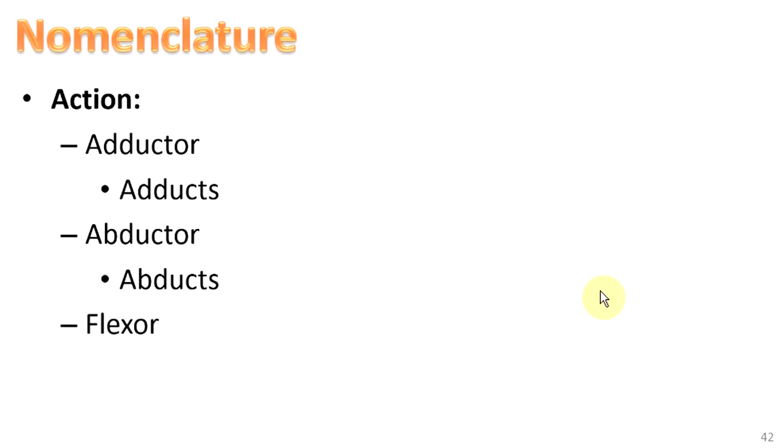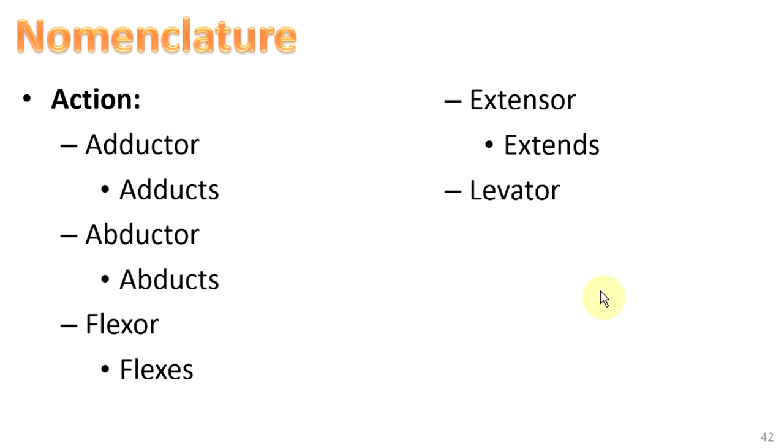It may be called a flexor, like a flexor digitorum, means that they would flex your fingers, right? It might be extensor digitorum or extensor carpi or whatever, which means it extends your wrist, right? Levator means it elevates, like the levator scapulae elevate your shoulder blade. It's what helps shrug your shoulders along with your trapezius.